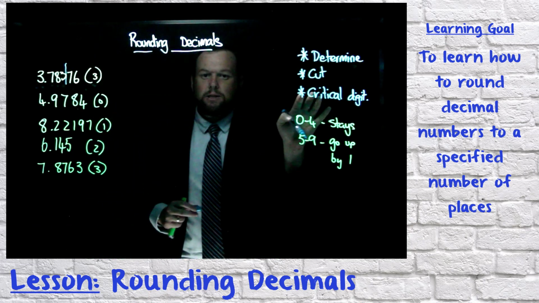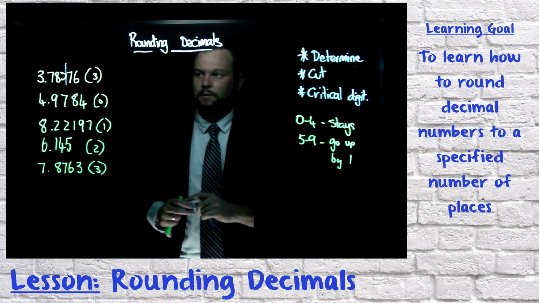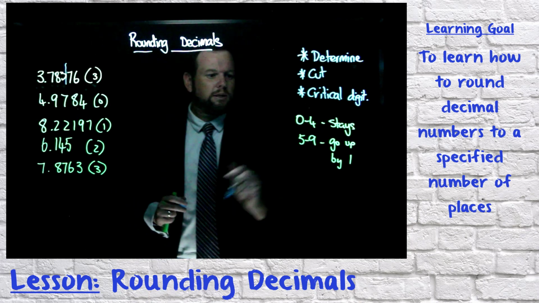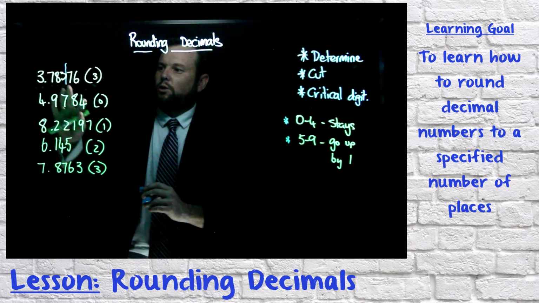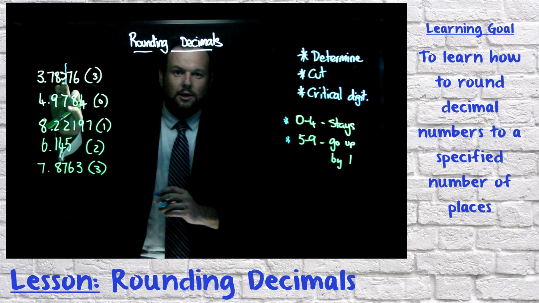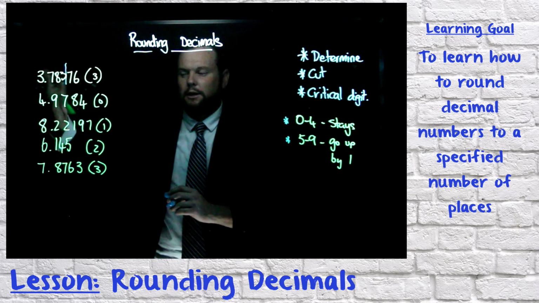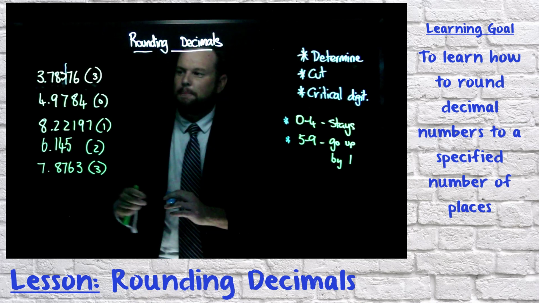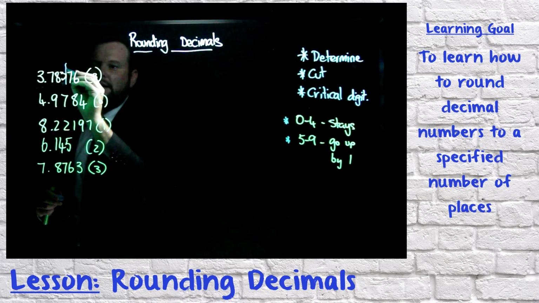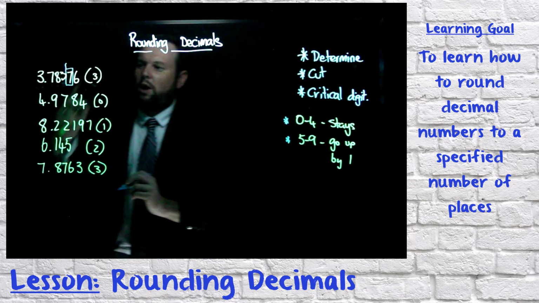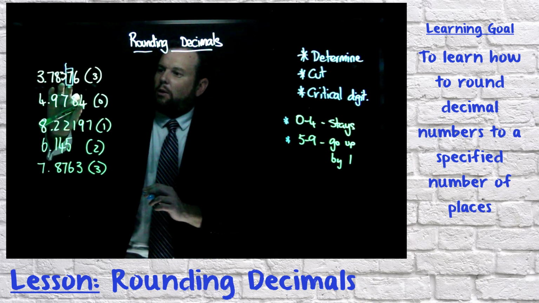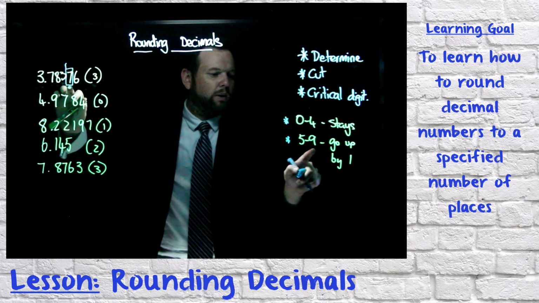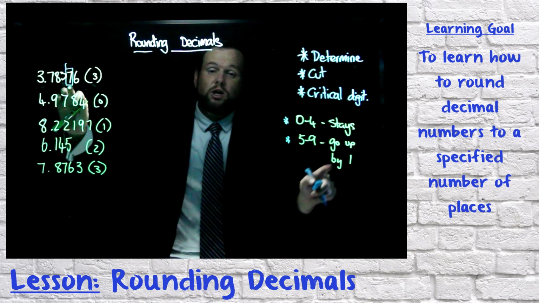And then the next step is to determine the critical digit. The critical digit looks at these bands and it decides whether or not the digit next to the cut is going to go up by 1 or it's going to stay the same. So our critical digit here is 7, okay? It's right next to the line, to the right of the line. And as we can see, 7 is between 5 and 9. So that means I need to go up by 1.